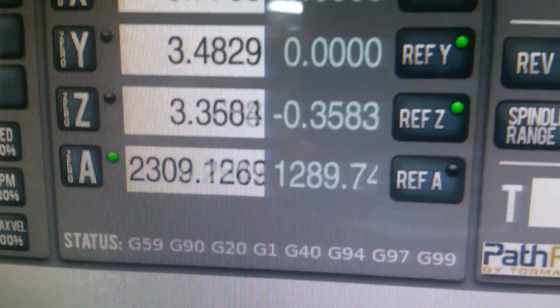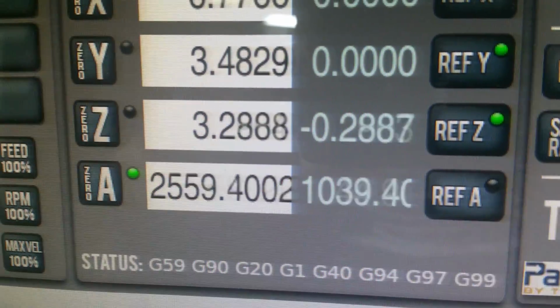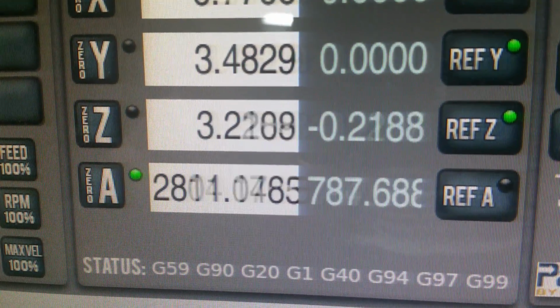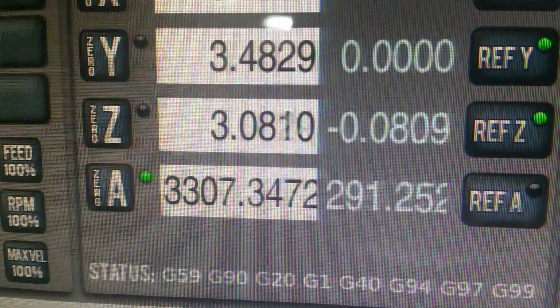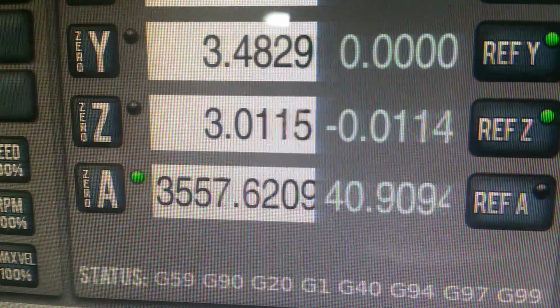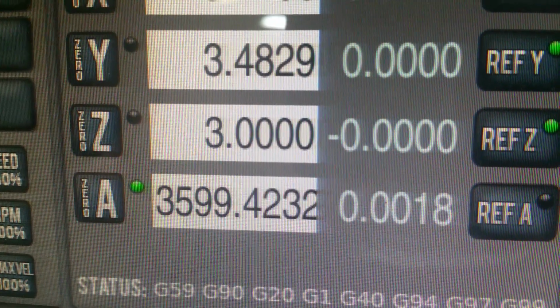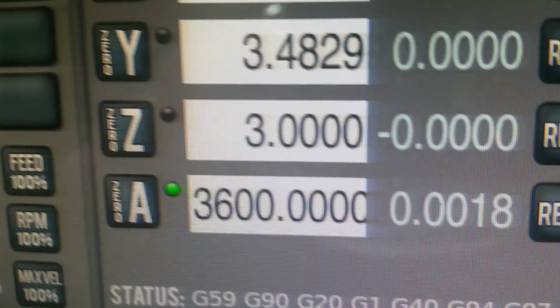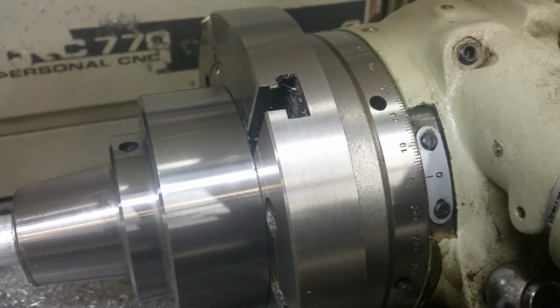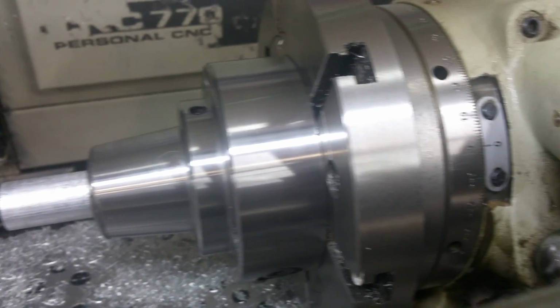And let's watch what happens when it stops. You guys see it crawl to a stop there at the last degree and a half. The longer you spin that axis, the longer that crawling stage is when it decelerates.